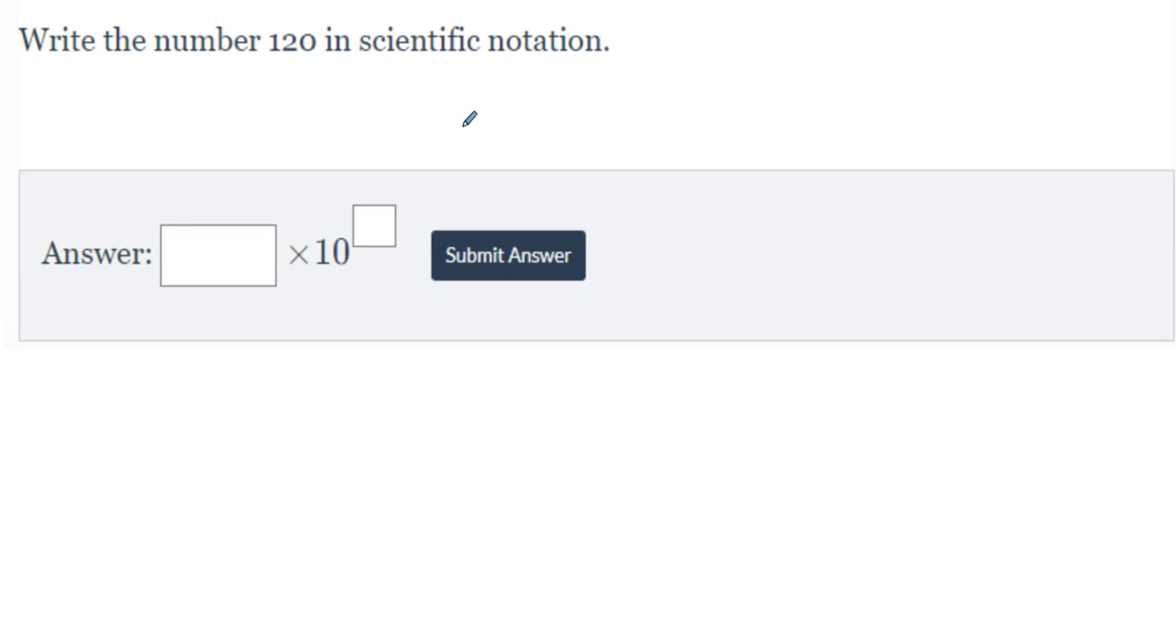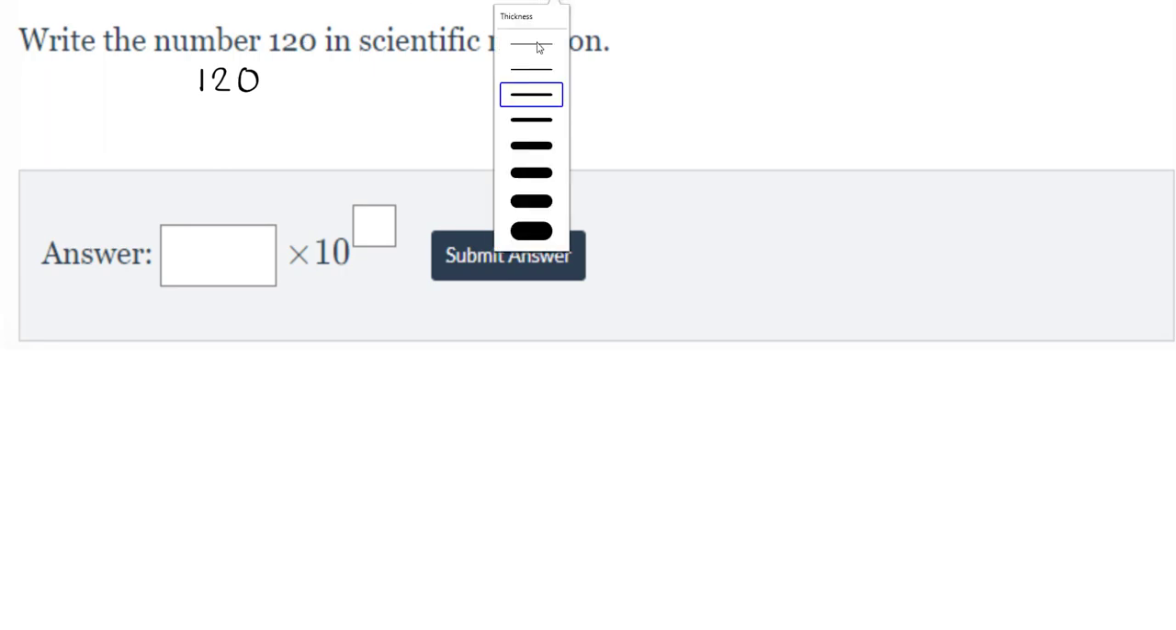Write the number 120 in scientific notation. So the first thing I'm going to do is write the original problem, which is 120. After that, I'm going to place the decimal in the spot that would be appropriate to put it in scientific form.